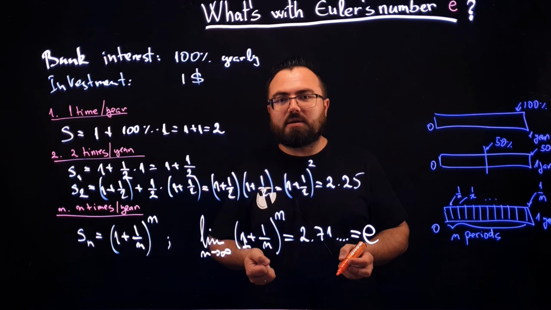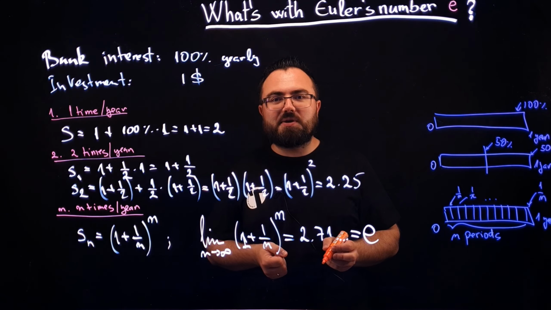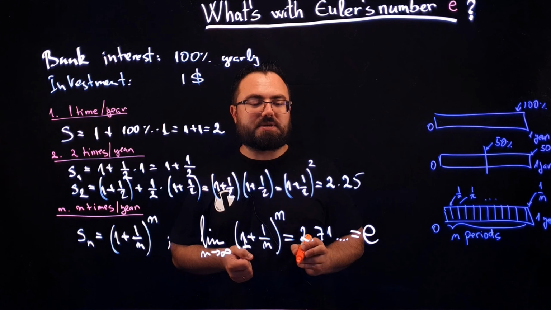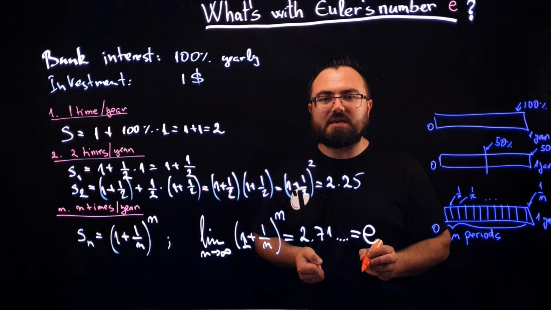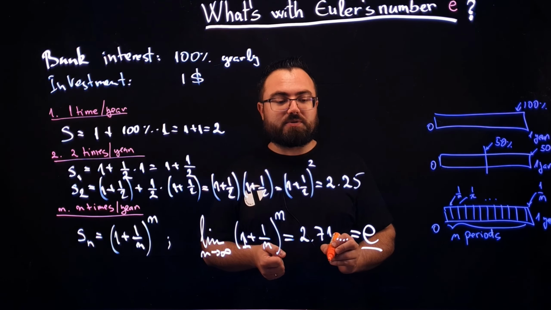You can do it a million, a billion times. You can do it a Googolplex times a year. You would not get a value which is larger than 2.71, approximately the E number. That was it for today. This is a very interesting result.